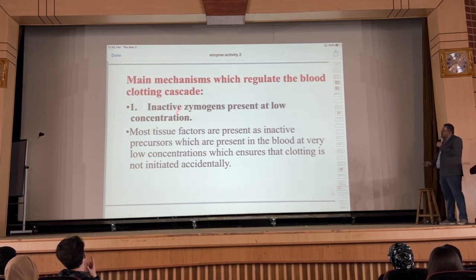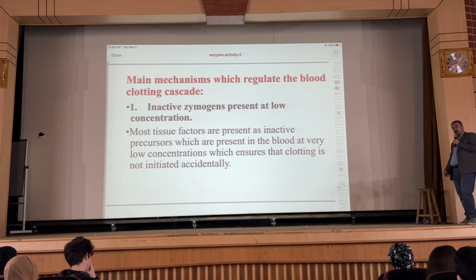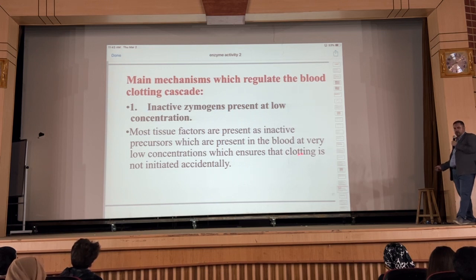Here is an example of an enzyme in our routine, the main mechanism which regulates the blood clotting cascade. Inactive zymogens are present at low concentration. Most tissue factors are present in inactive form, and enzymes and molecules are needed for clotting to occur. It is present in our circulation, but in a very small amount, in order to prevent accidental clotting.